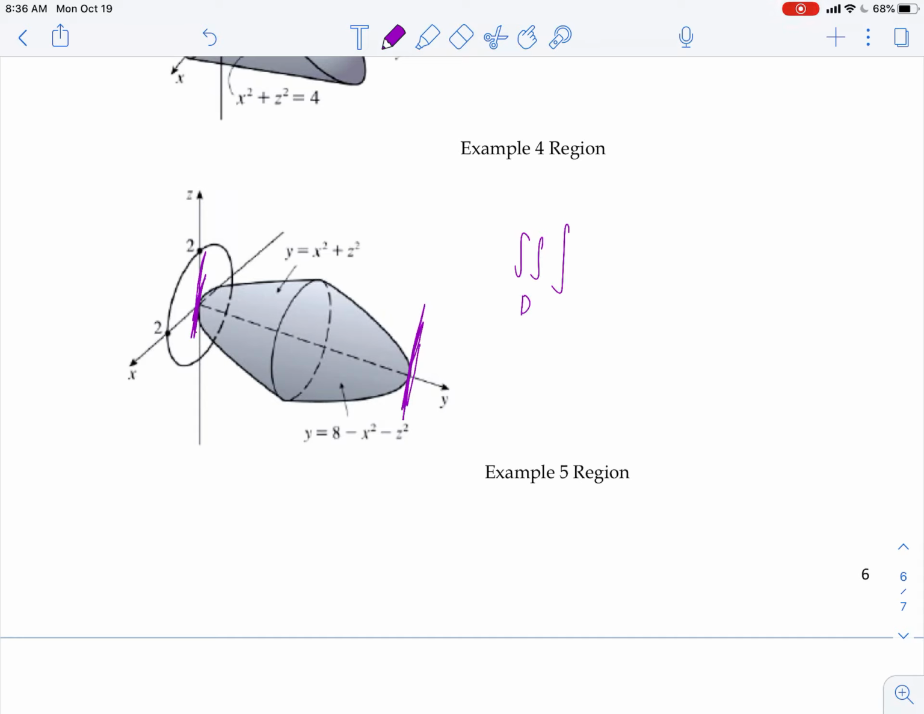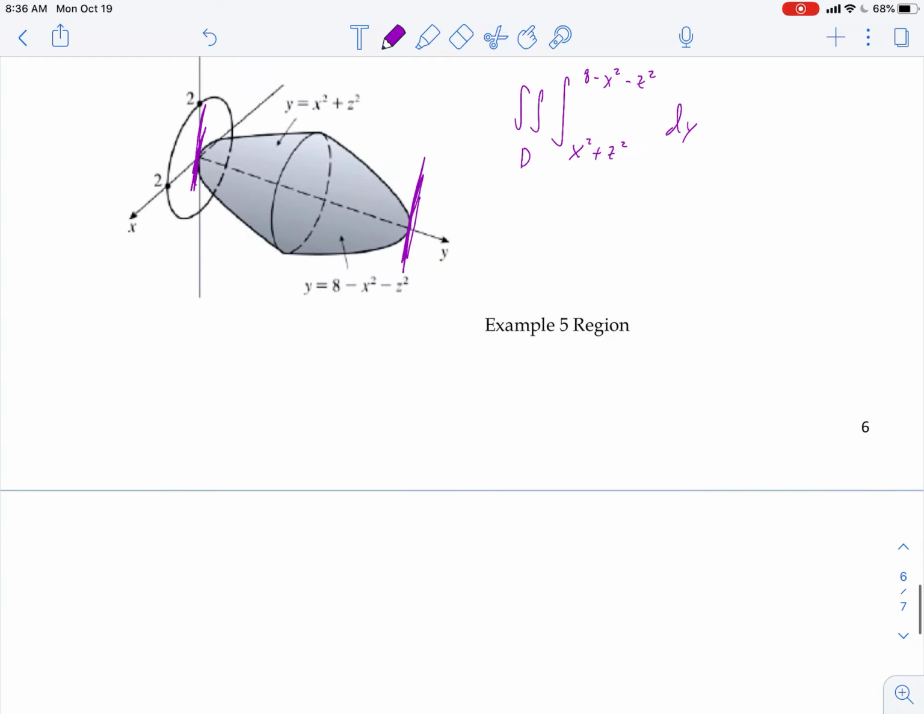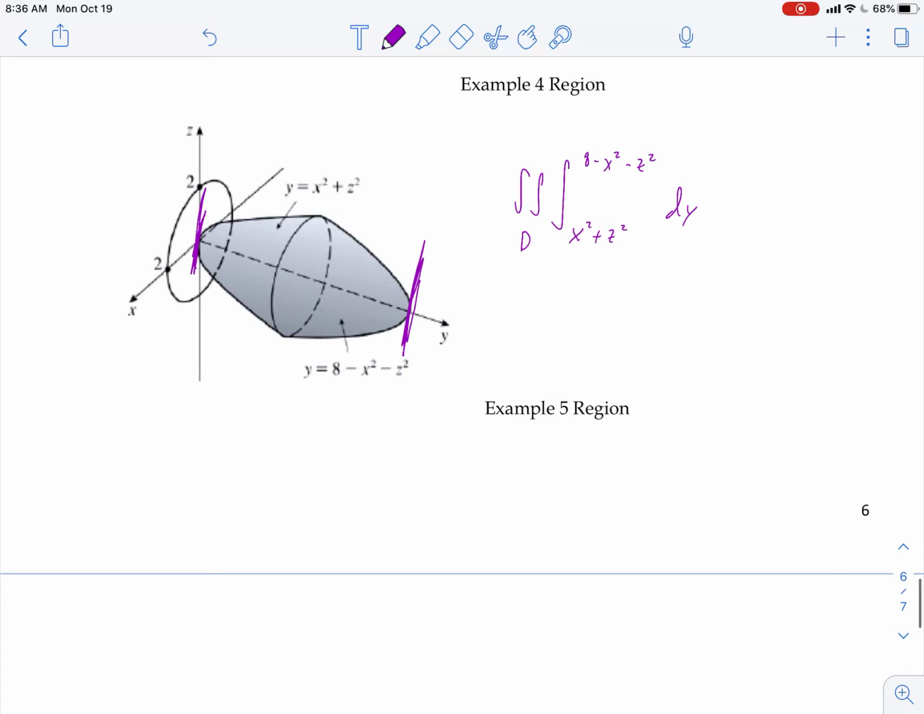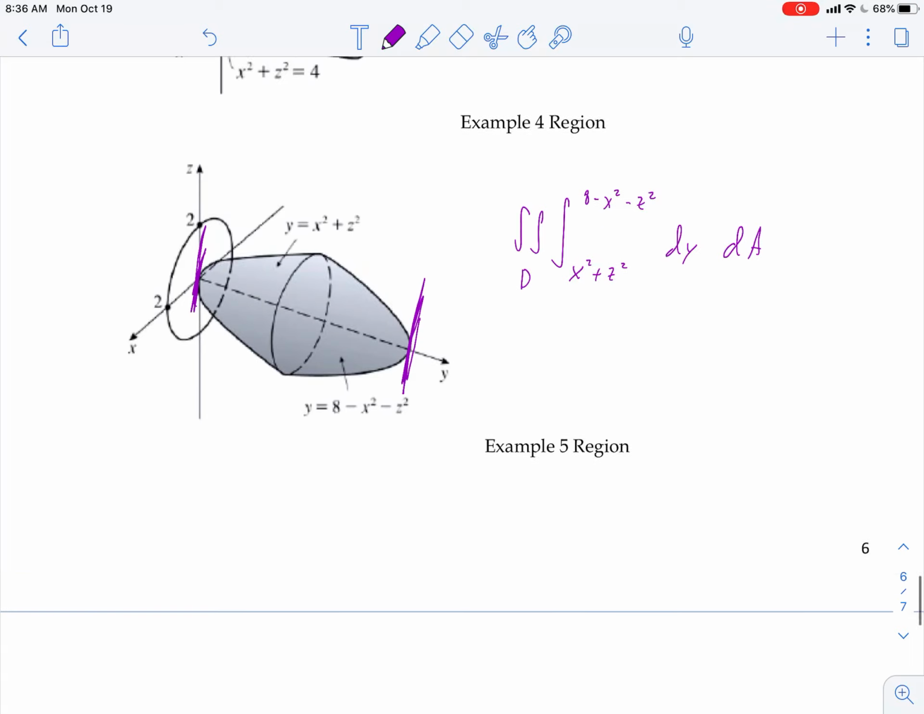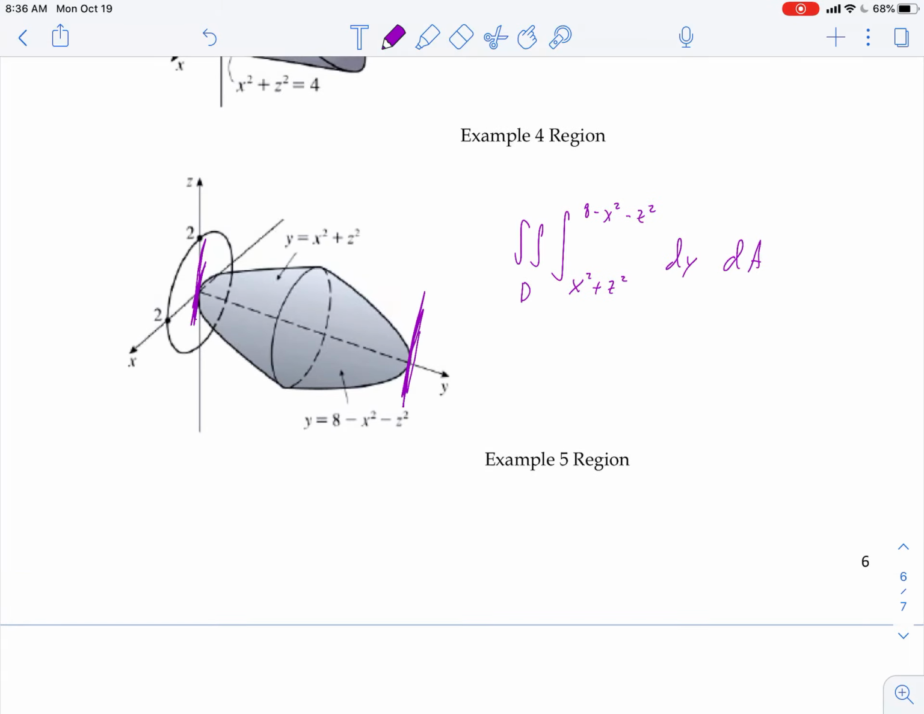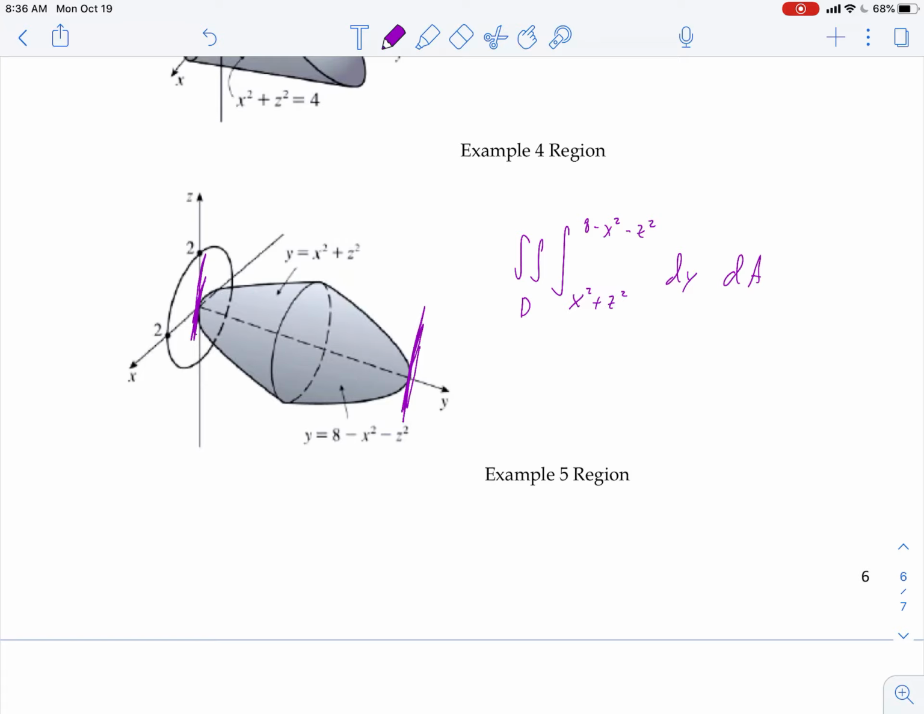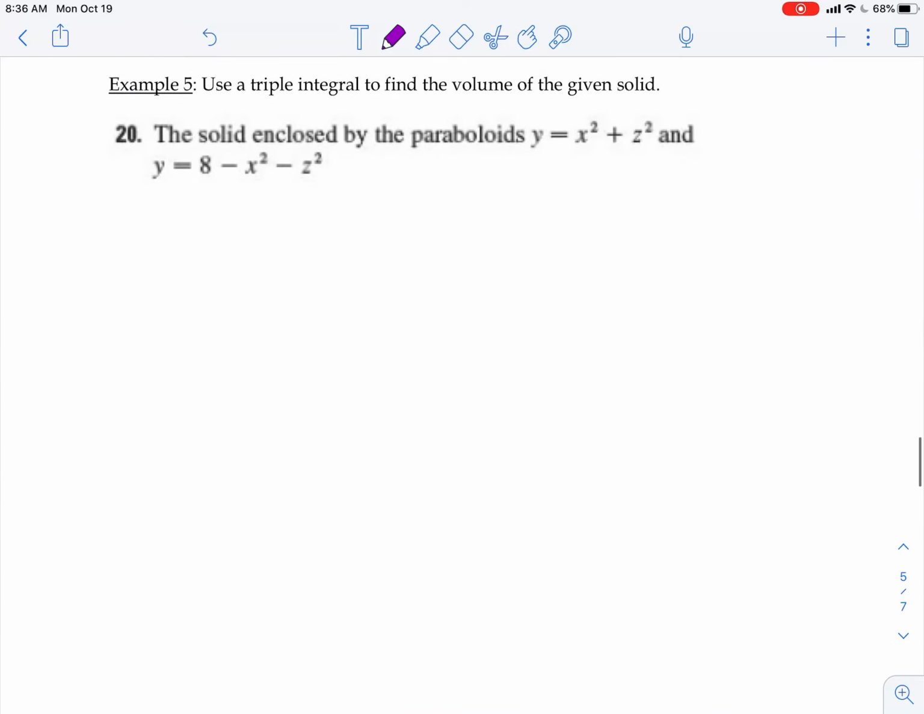So I'm going to go ahead and define the region D, and then the inside region is going to be defined by y. It looks like the furthest right we go is going to be 8 minus x squared minus z squared, and then the lower bound is going to be x squared plus z squared, dy, and then we'll have dA. That represents the region that's going to be on the xz plane.